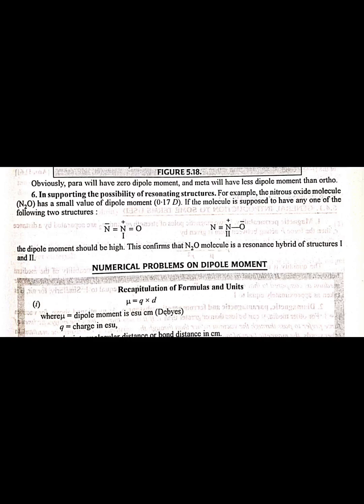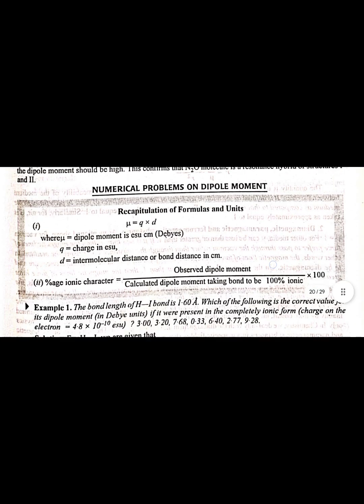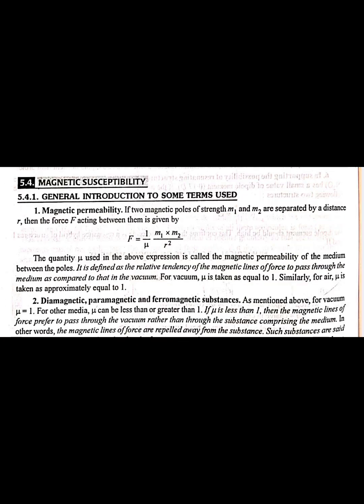0.17 D. If the molecule is supposed to have any one of the following two structures, the dipole moment should be high. This confirms that the N2O molecule is a resonance hybrid of structures 1 and 2.